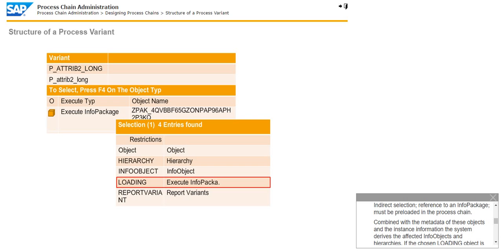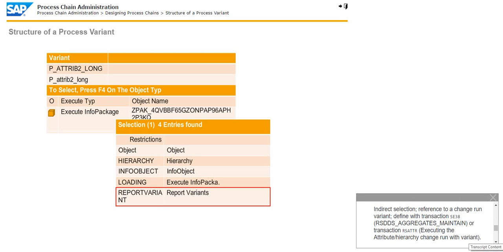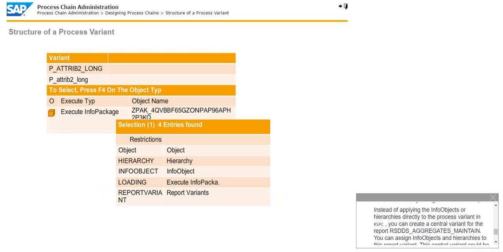Combined with the metadata of these objects and the instance information, the system derives the affected InfoObjects and hierarchies. If the chosen loading object is not in the process chain, the system automatically inserts the chosen InfoPackage in the process chain. Report variant: indirect selection, reference to a change run variant, defined with transaction SE38, RSDDS_AGGREGATES_MAINTAIN, or transaction RSATTR, executing the attribute/hierarchy change run with variant. Instead of applying the InfoObjects or hierarchies directly to the process variant in RSPC, you can create a central variant.